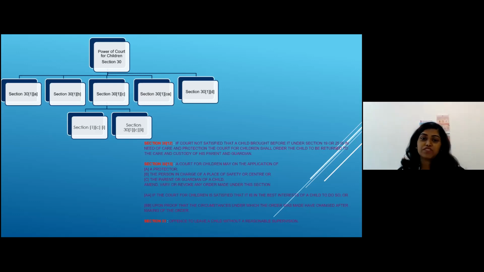Section 30 subsection 12 is if the court is not satisfied that a child brought before it under section 19 or subsection 25, that we saw earlier, needs care and protection, it shall order the child to be returned to the care and custody of his parent or guardian. Section 30 subsection 13 is for a court for children where an application is made; they must have a protector or a person in charge of a place of safety, or who shall be the guardian or parent of the child. So if they don't have a guardian or are not protected by anyone, subsection 13 can be used.